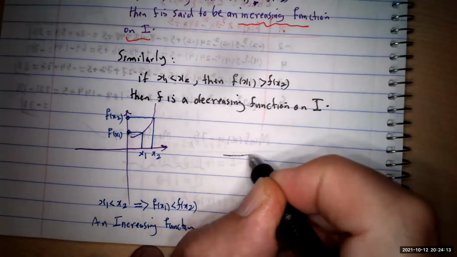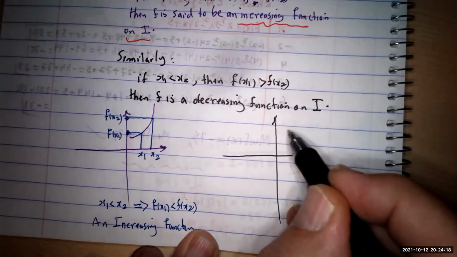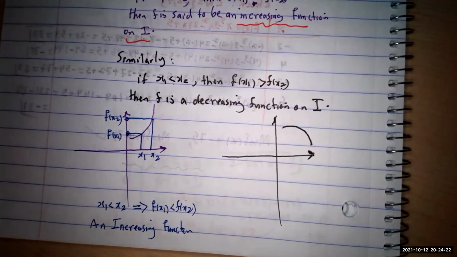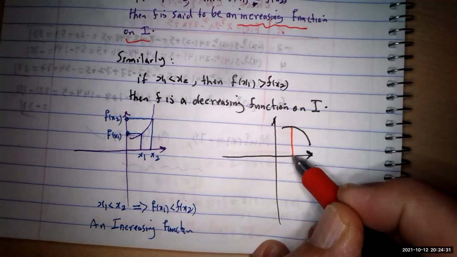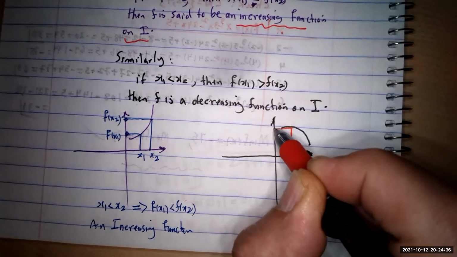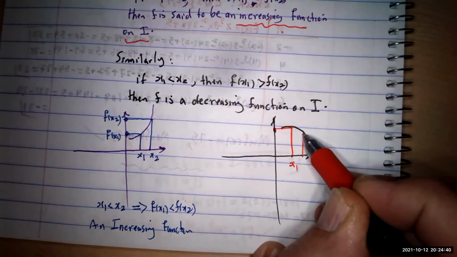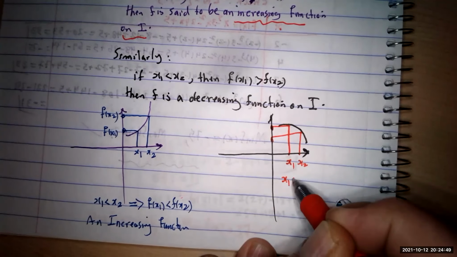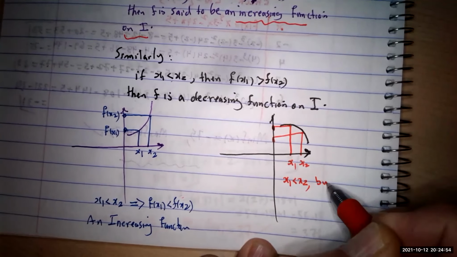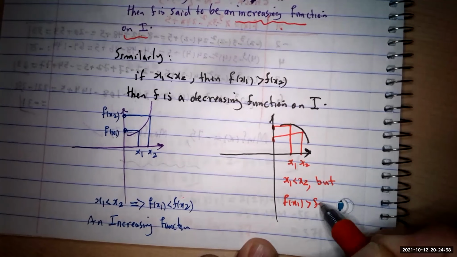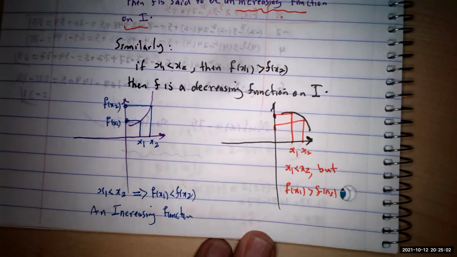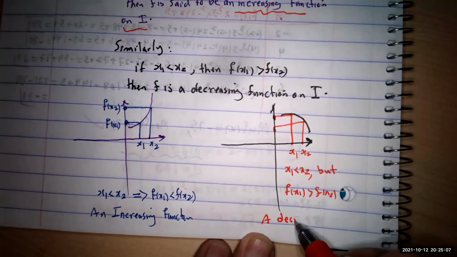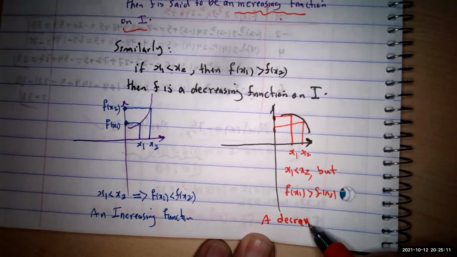The other case, look at this one. It's the other way around. It's down, down, down. It's going down. So if you pick those points, if this is going to be x1, this is going to be f of x1. But if you pick x2, you see, you're going down. So x1 is less than x2, but f of x1 is the other way around, because f of x1 is up there. So this is going to be a decreasing function.